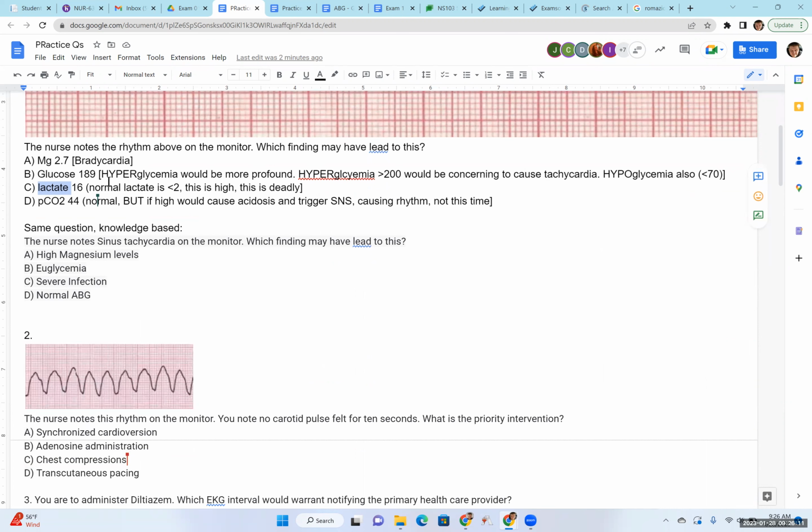The euglycemia probably changes to 179, 77, all right? So euglycemia is normal, right? These are the same thing. Severe infection is lactate at 16. So that's a knowledge-based question where I tell you that the SNS response is going to be due to, it could be infection, right? It could be hyperglycemia, hypoglycemia.